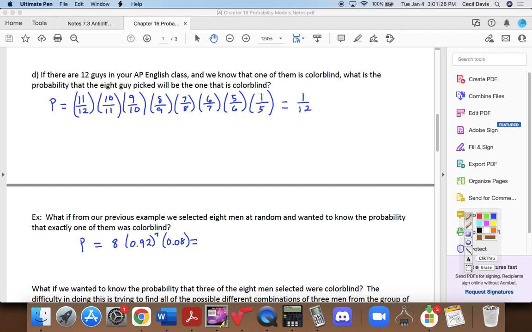I don't have the number for that one. 0.357. So if you had a group of 8 guys, the probability that exactly one of them is going to be colorblind is about 35.7%. Wait, so that's high. Yeah. I'm so confused. Why does that not make sense?